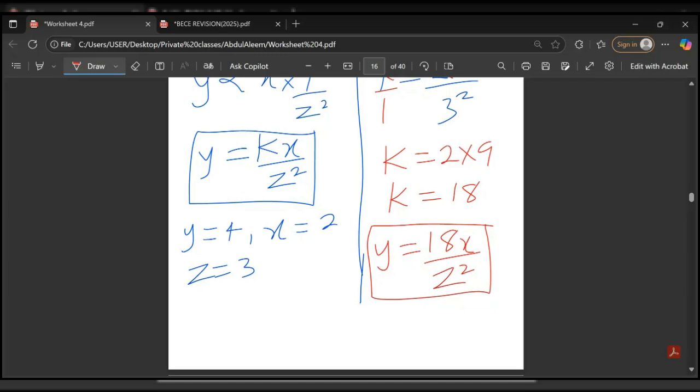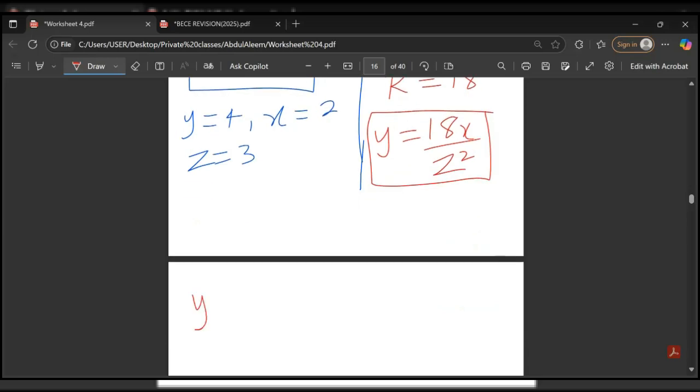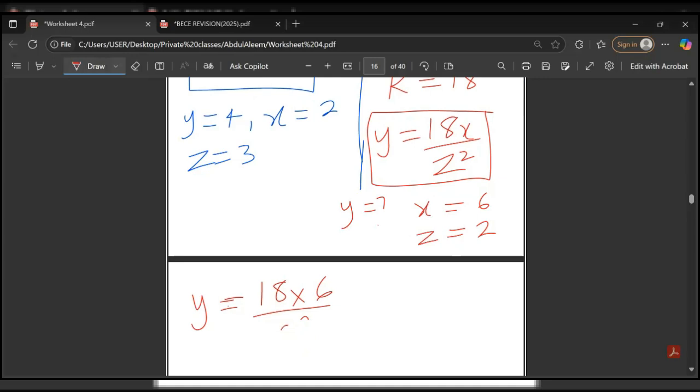But in this case, we are not asked to find the relationship. The question says, find y when x is equal to 6 and z equals 2. All right? So that means y equals 18 times the value of x, which is 6, divided by z, which is 2 squared.